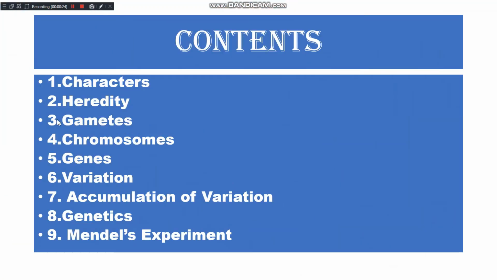That was characters. Characters means the features present in any organism, like the height of two persons, or the color of the skin, or color of the eyes, etc. Then I explained the term heredity. Heredity means the transfer of characters from one generation to another, from parents to offspring.